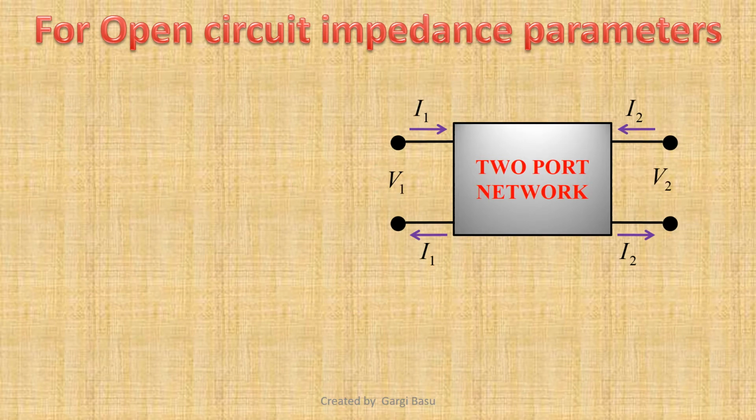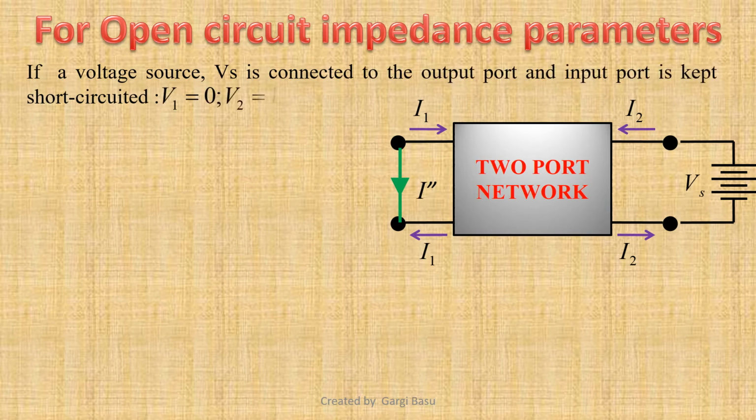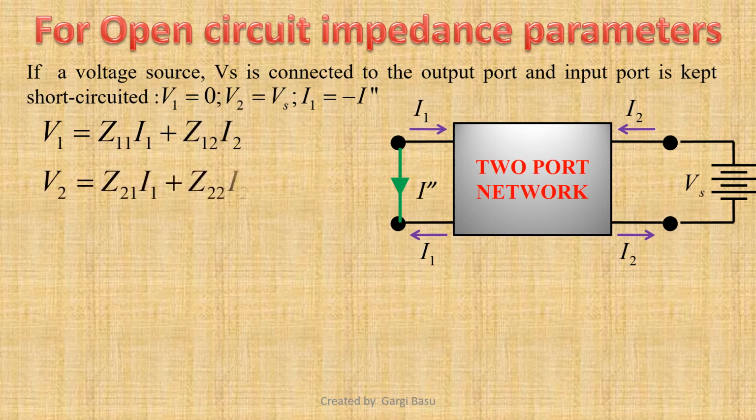Now let us connect the voltage source Vs at the output port, and the input port is short circuited. Therefore, V1 equals 0, V2 equals Vs, and I1 equals minus I double dash, because the short circuit current I double dash and the input port current I1 are flowing in opposite directions. The linear equations used to describe a two-port network using Z parameters are V1 equals Z11 I1 plus Z12 I2 and V2 equals Z21 I1 plus Z22 I2.